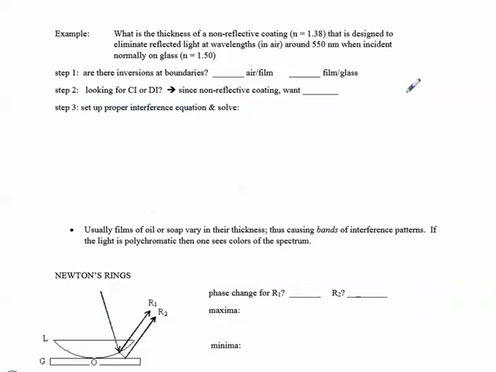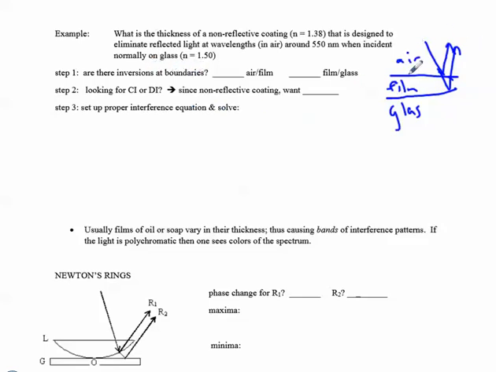Okay, it's nice to have a diagram, so let's just do a simple schematic. We have air, we have our film, and then we have glass. We have light coming in, bouncing off, also going through the film, bouncing off, and meeting. So first question I want to ask: are there going to be inversions at the boundaries?